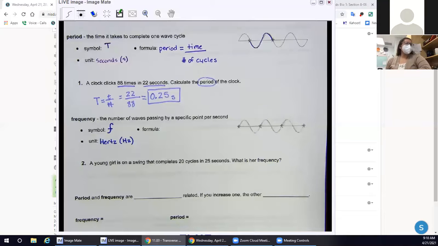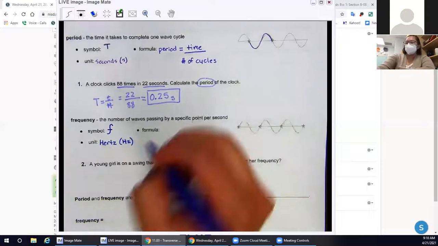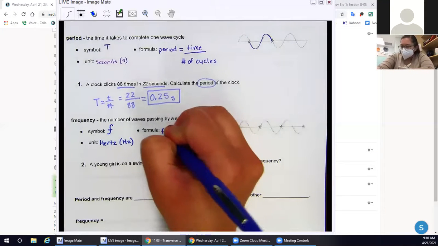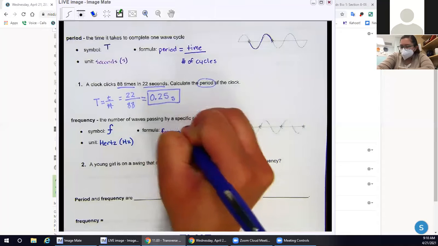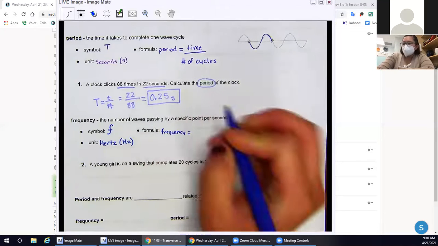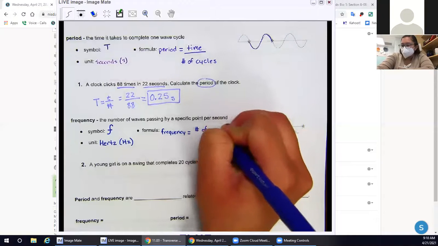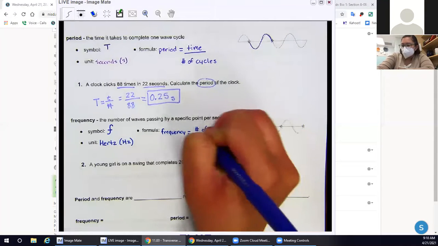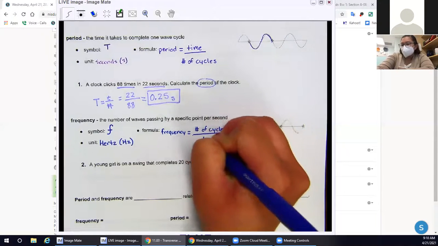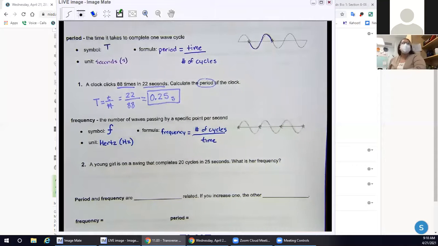Okay, anyways, sorry. The formula. Science is complicated. The formula for frequency is frequency equals number of cycles over time. So if you notice, it's kind of like period, it's just swapped.